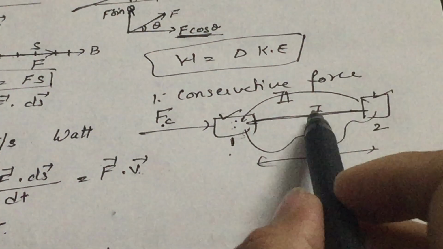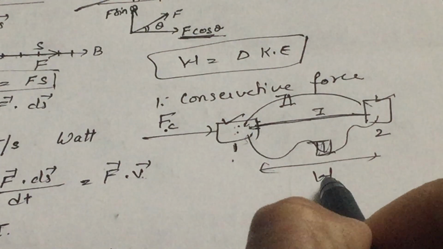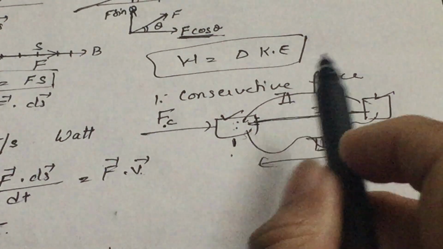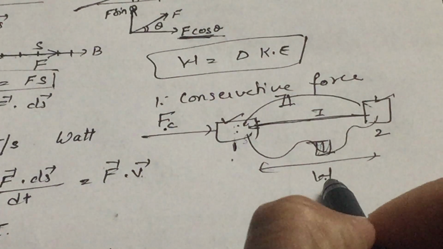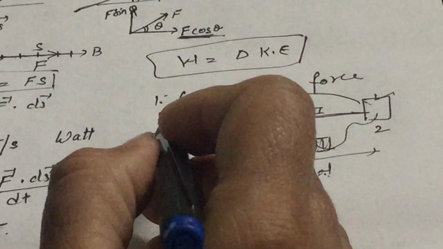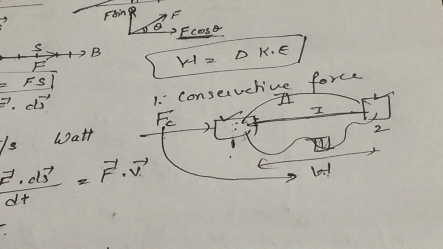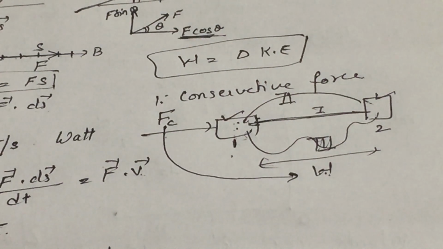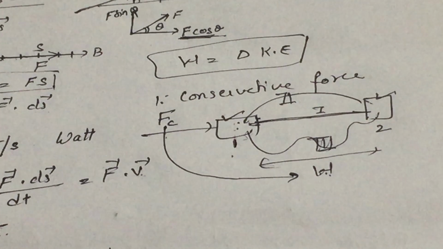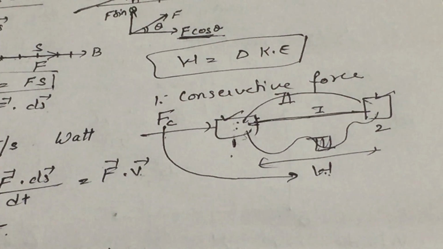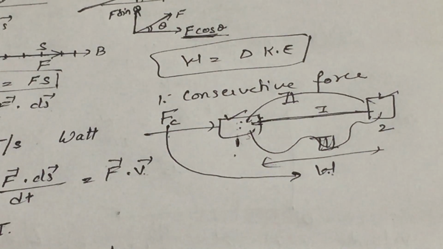If the body covers the first path, the work done will be W. If the body covers the second path, again it will be W. And if the body covers the third path, again the work will be W. It means if we are discussing conservative forces, the work done by these types of forces depends only on the initial position and the final position. It does not depend upon the path followed by the body.